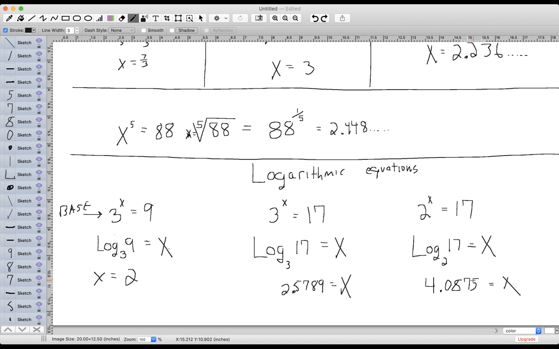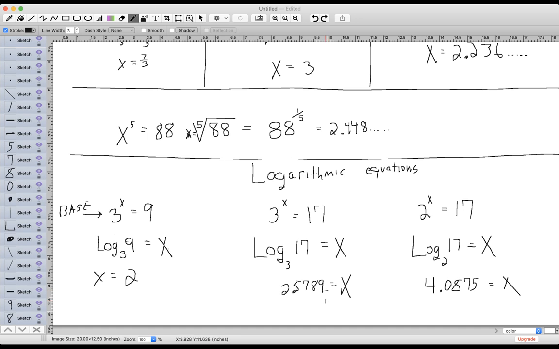So I just quickly did this on a calculator, and what I found out is that the log base 3 of 17 is 2.5789. Now, if you're unsure or you want to verify that, take 3 on a calculator and raise it to the power of 2.5789, and you'll get basically 17. This is a decimal that actually keeps going, and I had to round it.